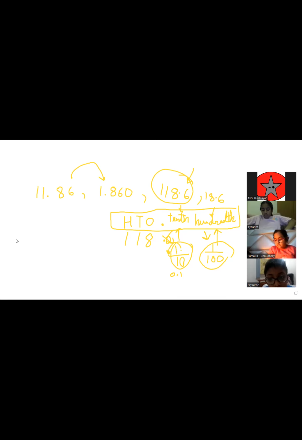We are moving on to the test part. Give me the answer for this. Ayantika, Riyansh, Samaira. Start solving.